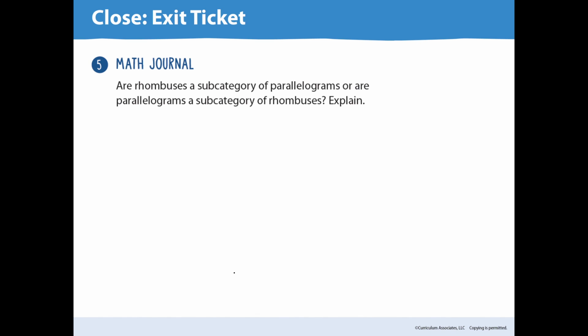Number 5, Math Journal. Are rhombuses a subcategory of parallelograms, or are parallelograms a subcategory of rhombuses? Explain. Rhombuses are a subcategory of parallelograms. A rhombus is a quadrilateral with two pairs of parallel sides like a parallelogram. A rhombus also has four sides of equal length. Not all parallelograms have this attribute.